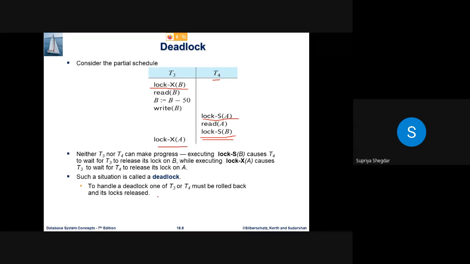To handle the deadlock, one of the transactions, T3 or T4, must be rolled back and its locks released. If we want to handle the deadlock between the transactions, then one of the transactions has to roll back so that its locks are released. And if the locks of one transaction are released, then the other transaction can use the locks on the data item. Are you understanding the concept of deadlock?